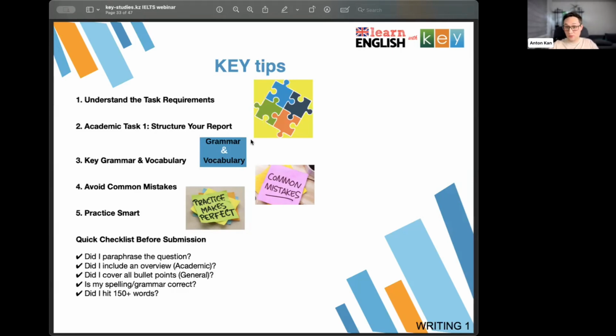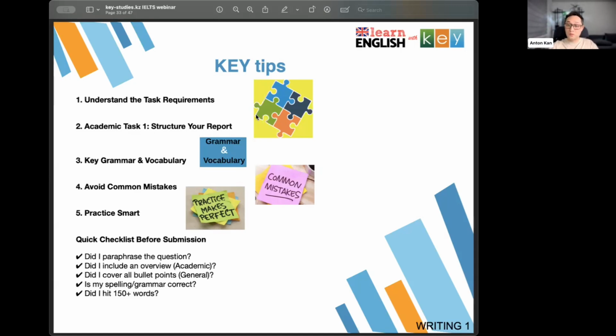Structure your report. You can use the following structure. Start with an introduction, of course, with 1, 2 sentences. Then an overview, 2, 3 sentences, which can also appear at the end of your writing. It's where you highlight key trends, like the highest and lowest points, biggest changes, and overall patterns.